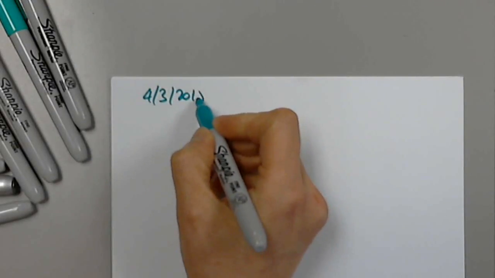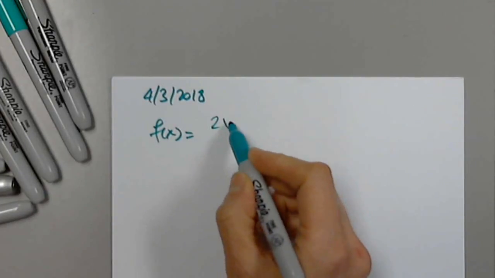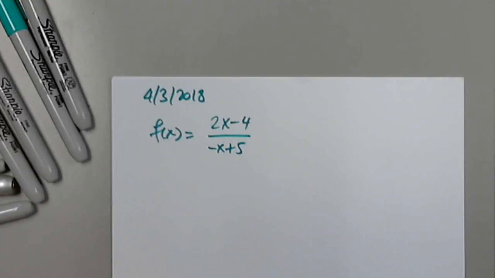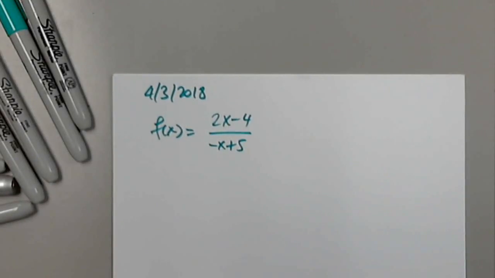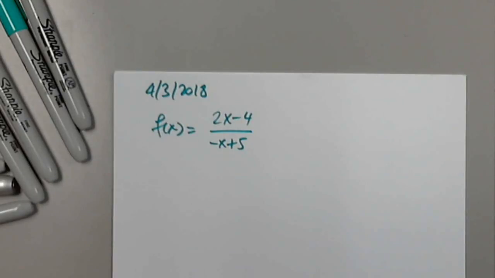Third. Yes, f of x equals 2x minus 4 over negative x plus 5. Very good. Good. So here we are asked to graph this function. And first of all, I have to identify the type of function. What type of function is this?